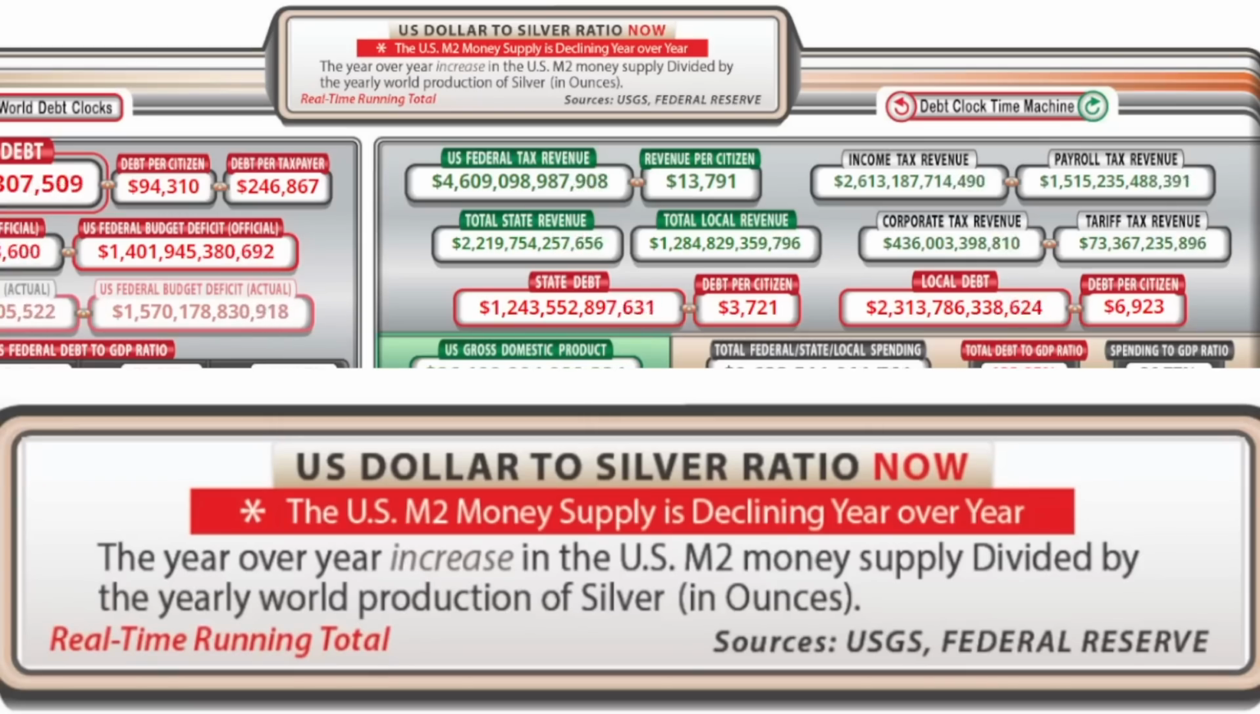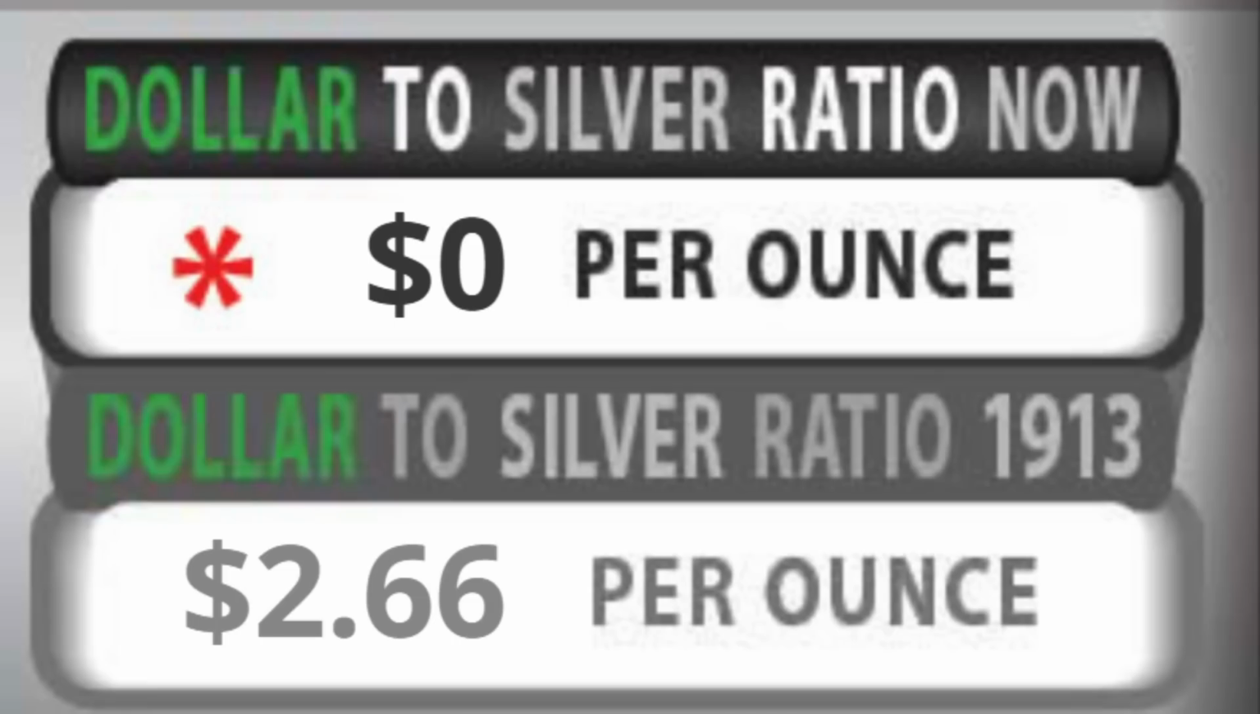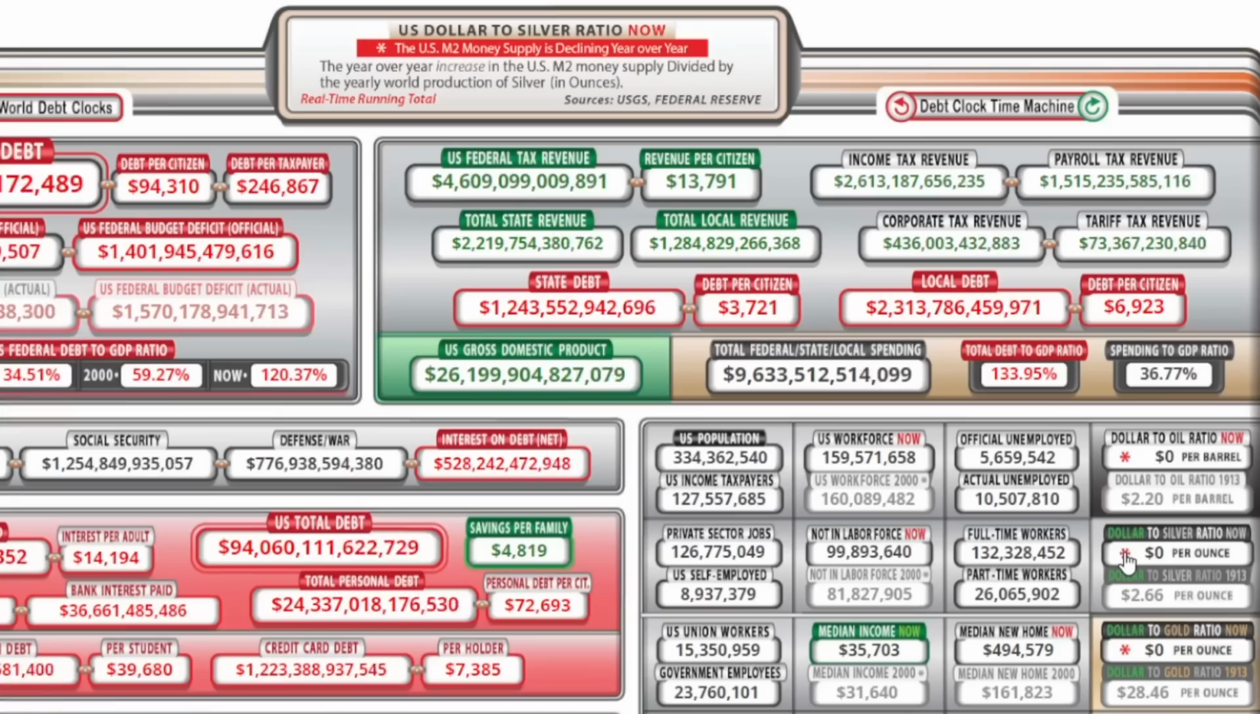It says the US M2 money supply is declining year over year. So for this year, 2023, so far, we've seen a decline in the M2 money supply, which means there's no increase, right? If there's no increase in currency, no increase in US dollars for the year, then this number for the dollar to silver ratio has to be 0. And that's all that this ratio is tracking, right? The increase in US dollars versus the increase of silver ounces that have been mined.